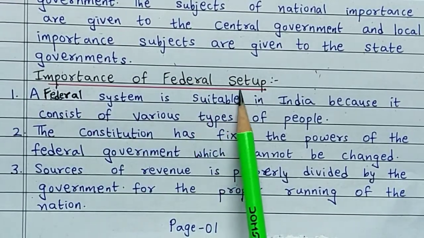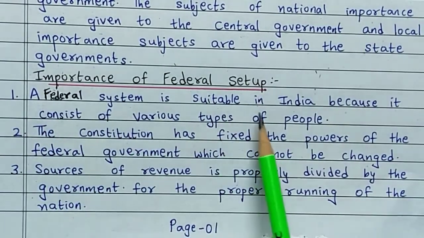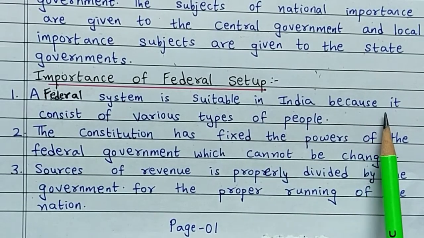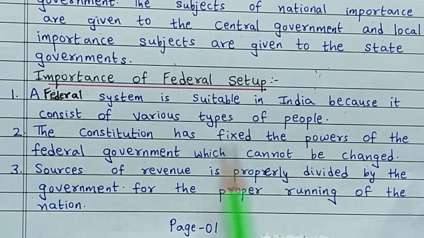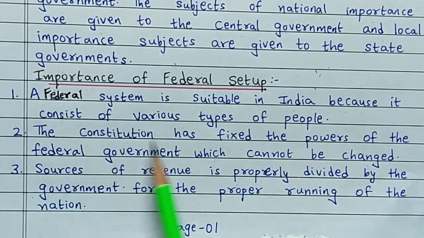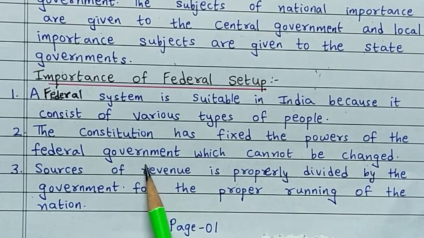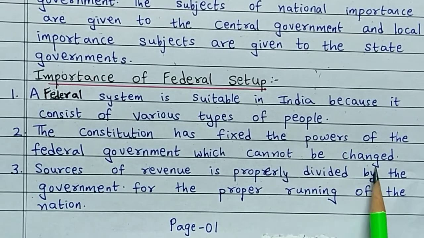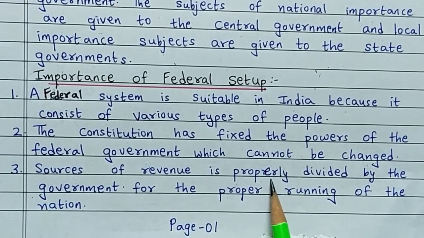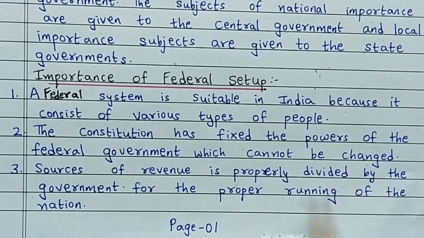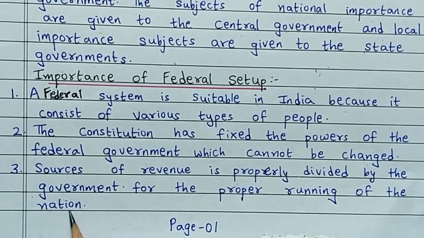Importance of federal setup. Number 1. A federal system is suitable in India because it consists of various types of people. Second, the Constitution has fixed the powers of the federal government, which cannot be changed. Number 3. Sources of revenue are properly divided by the government for the proper running of the nation.